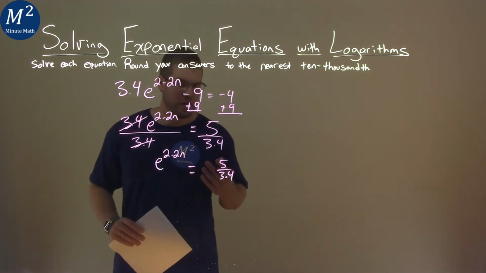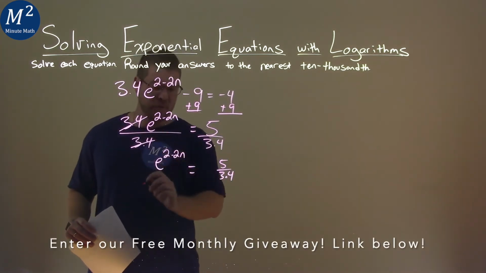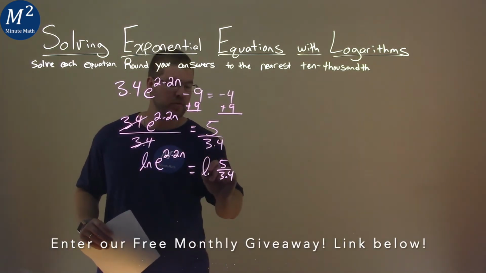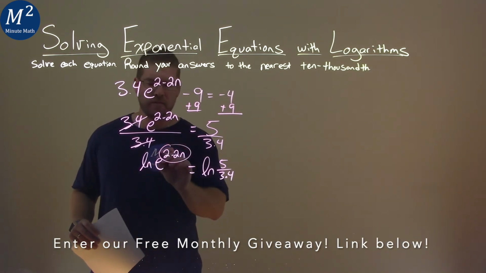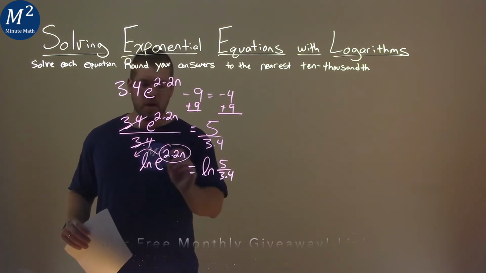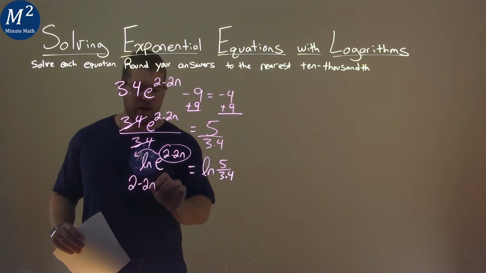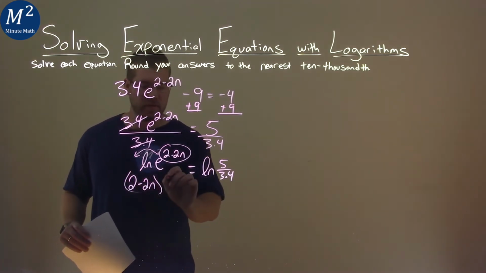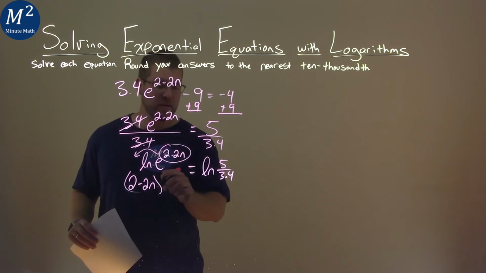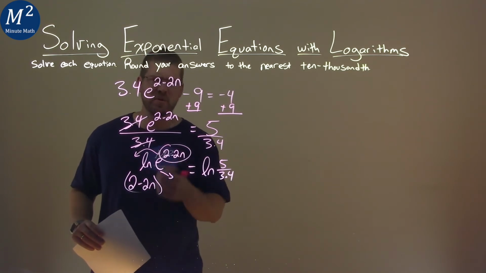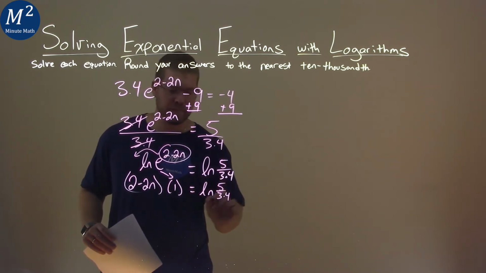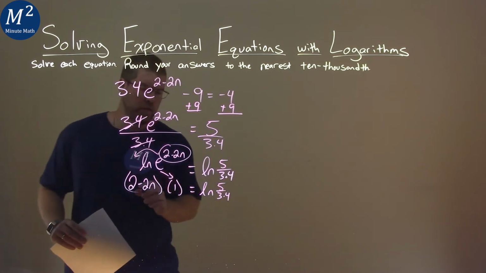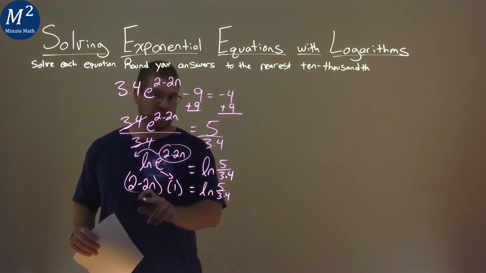Now, our rules with logarithms: we can take the natural log of both sides of the equation here. What does that do? That allows us to take this exponent and bring it out front. We have a 2 minus 2n now times the natural log of e, which goes right here, which is, well, natural log of e is 1. And that's equal to natural log of 5 over 3.4. So with all that being said, we're just solving for n here.